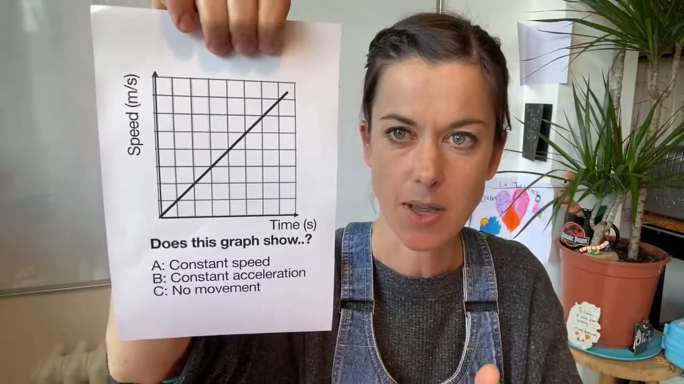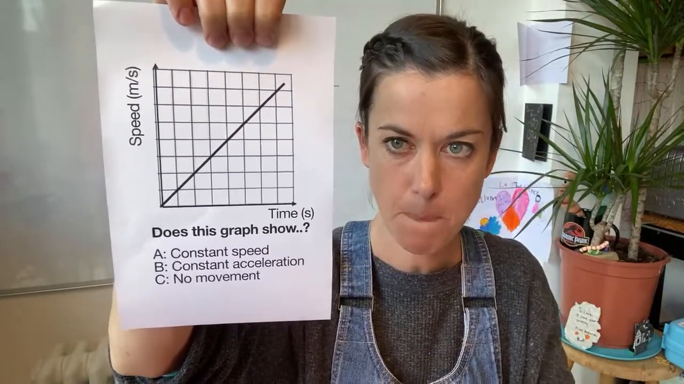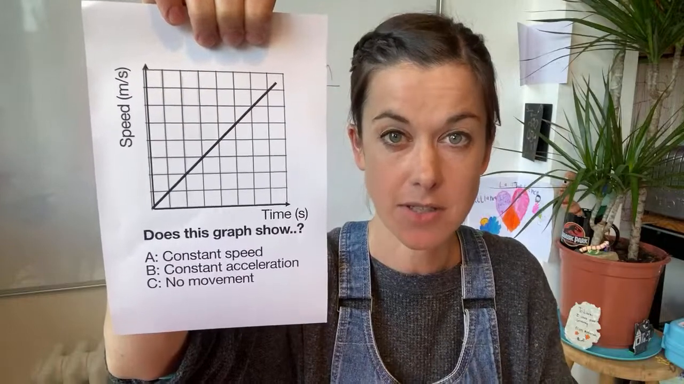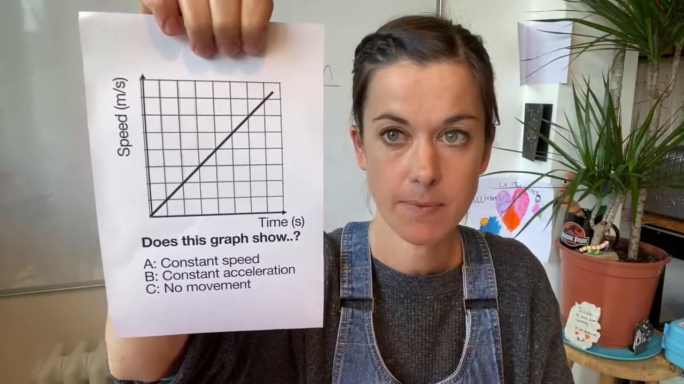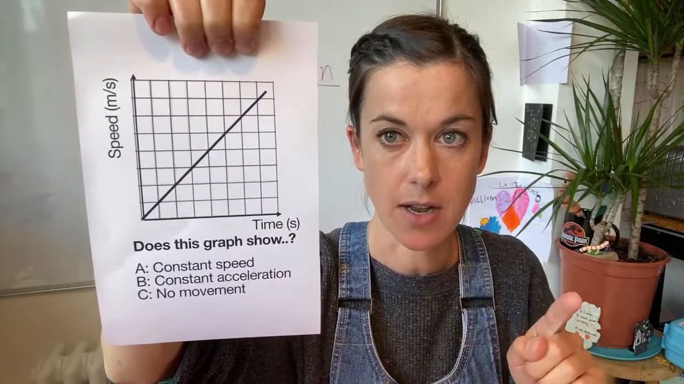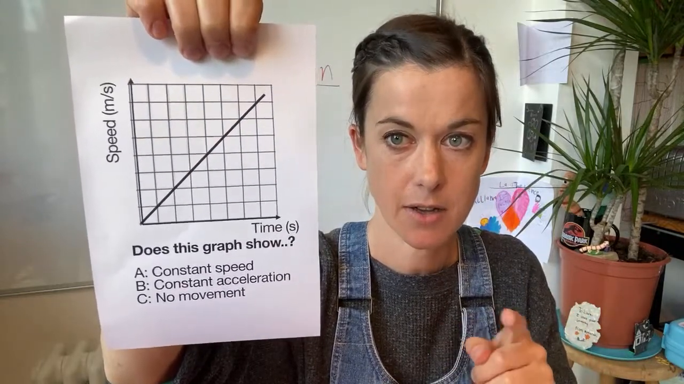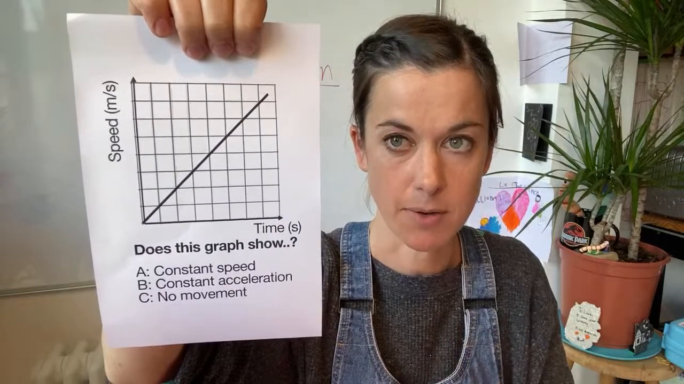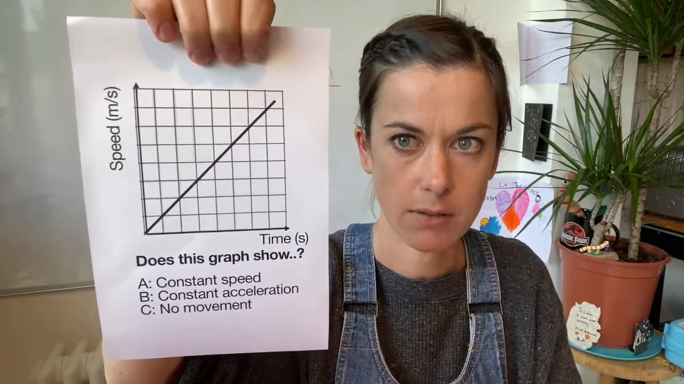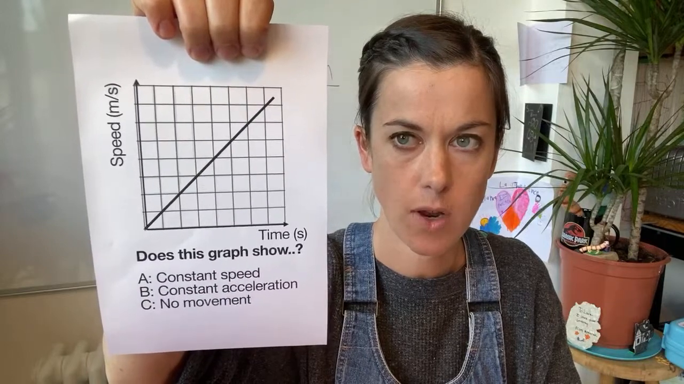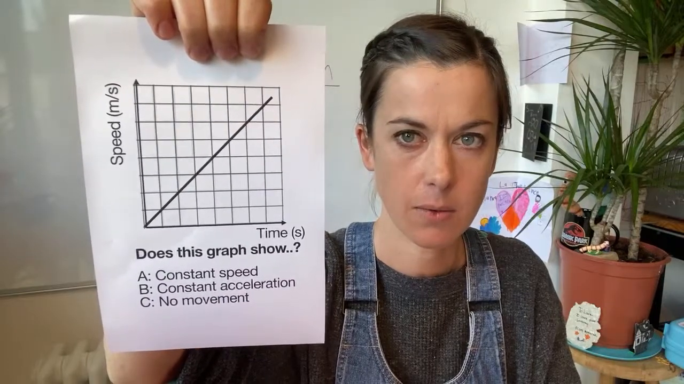Is it A, showing something travelling at a constant speed? B, showing something travelling at a constant acceleration? Or C, showing something that isn't moving? Speed time graph, straight line, is that constant speed, constant acceleration, or no movement? 3, 2, 1. You've got your answer?